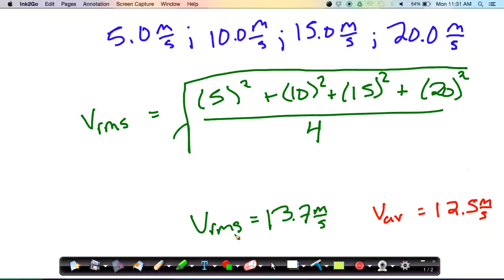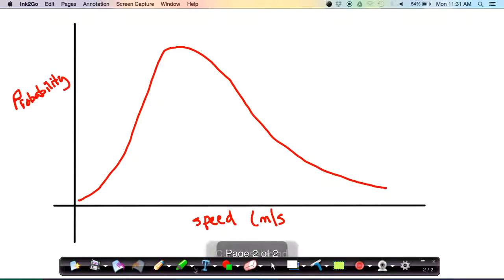So they are very different in terms of their mathematical computation. They are very different conceptually. We need to be sure we understand the difference between root mean square speed and average speed, or root mean square velocity and average velocity. So what's interesting then is if we take a look at a Boltzmann distribution. So let's get a Boltzmann distribution up here.